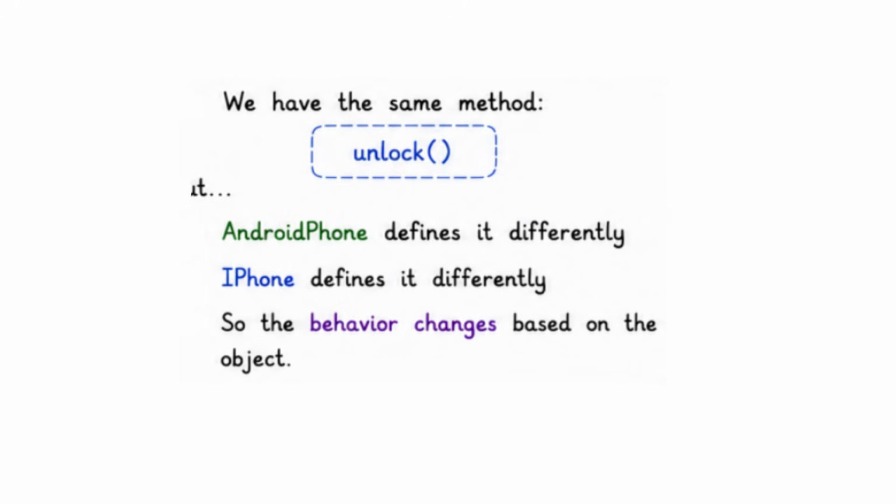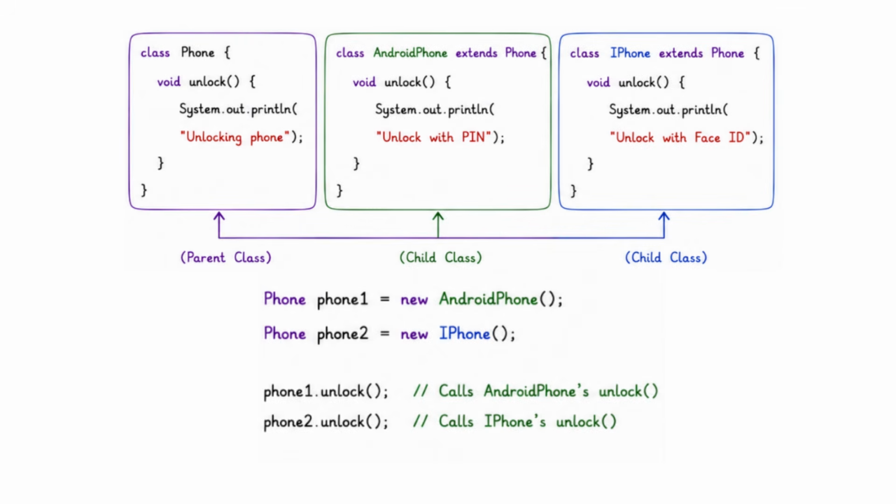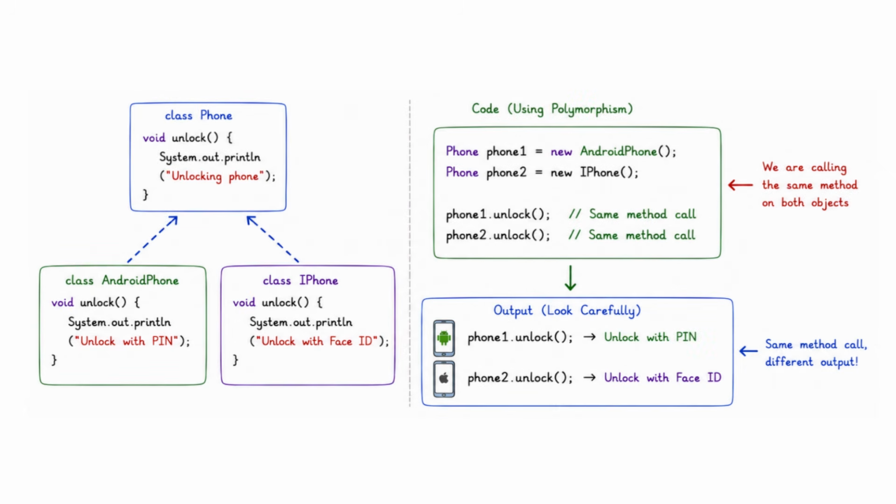So if I create an object of AndroidPhone versus an object of iPhone, and I call unlock using the AndroidPhone object, it uses the AndroidPhone implementation. If I call the unlock method using the iPhone object, it uses the iPhone implementation. Now look at this carefully. Same method call unlock, but the output is different. That's polymorphism in action, right?